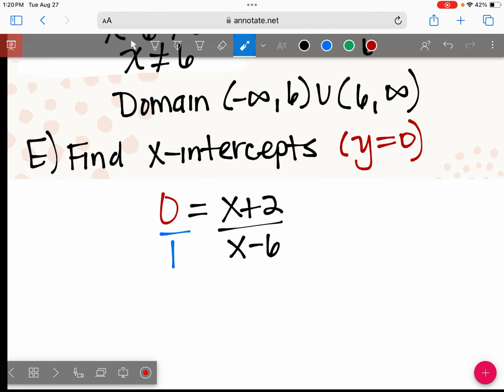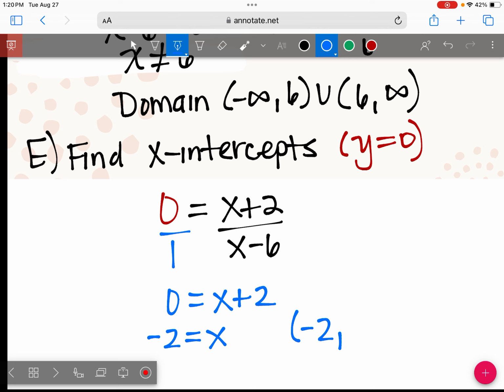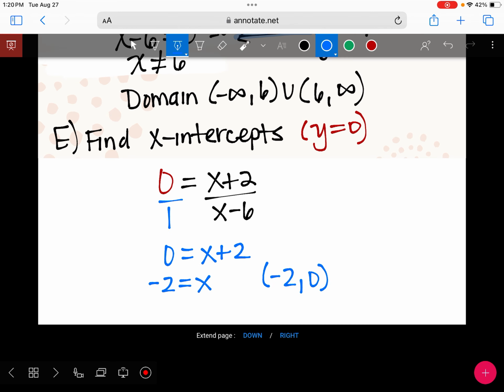So when we cross multiply, what's going to happen when we multiply this direction? 0. Yep, 0 times anything is 0. So you get 0 equals x plus 2, which means x equals negative 2. So your x-intercept is at negative 2, 0.